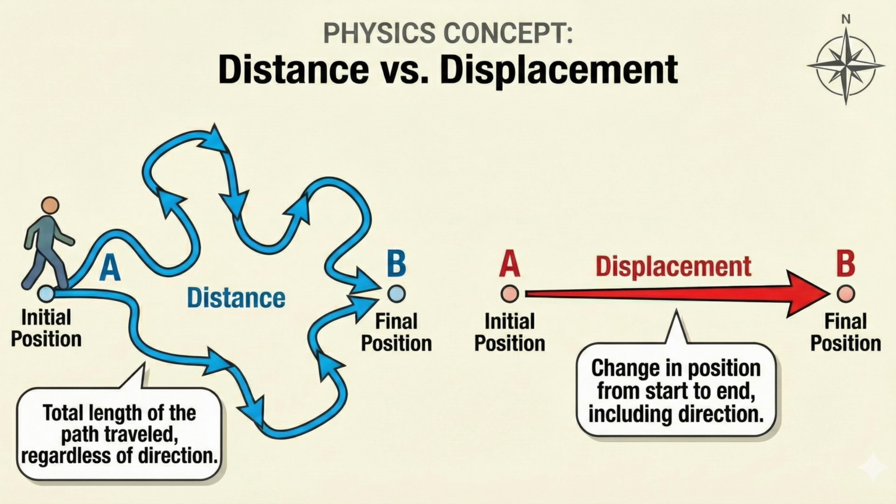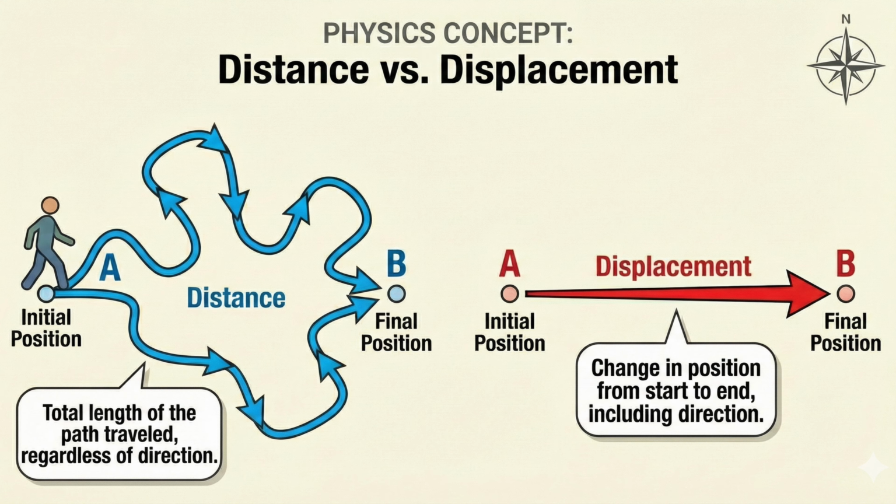Importance of displacement in physics. Displacement is essential for defining and calculating physical quantities such as velocity and acceleration. Velocity is the rate of change of displacement with time. Most equations of motion and laws of mechanics are based on displacement rather than distance, making it a core concept in physics and engineering.